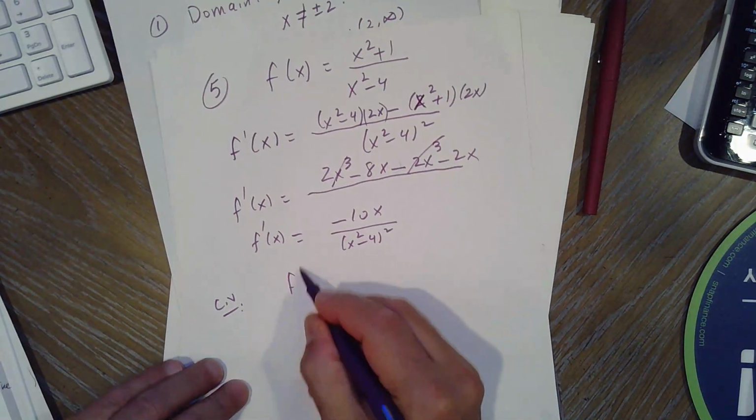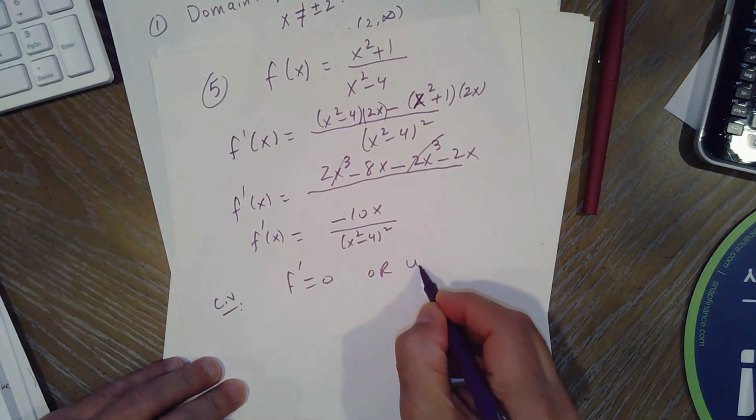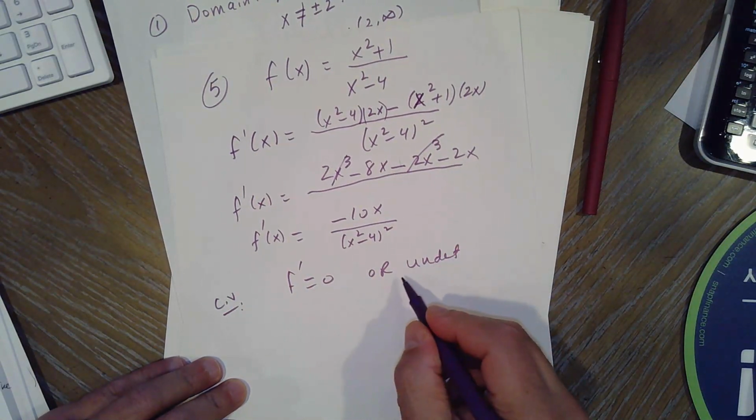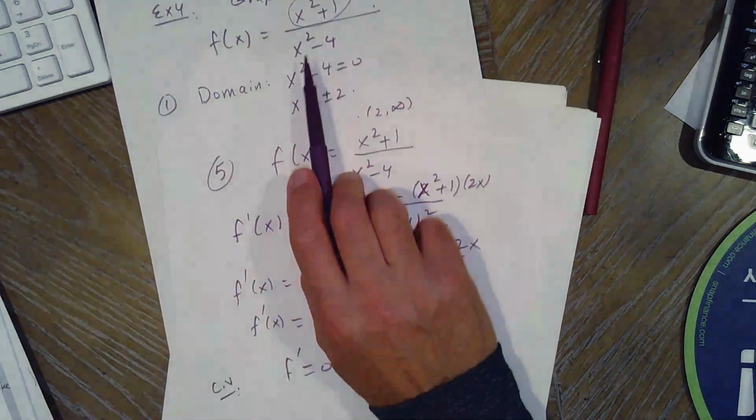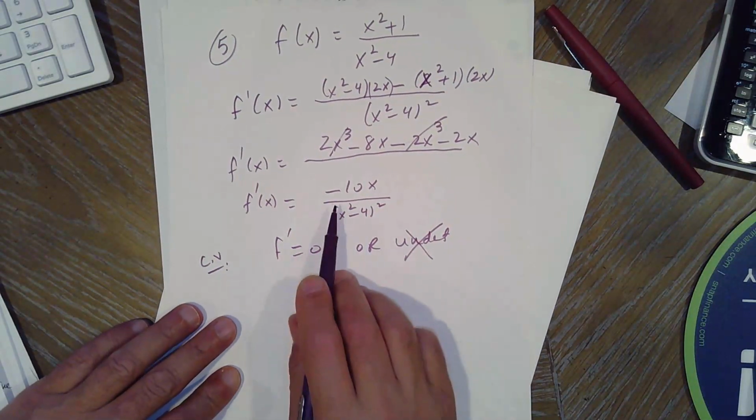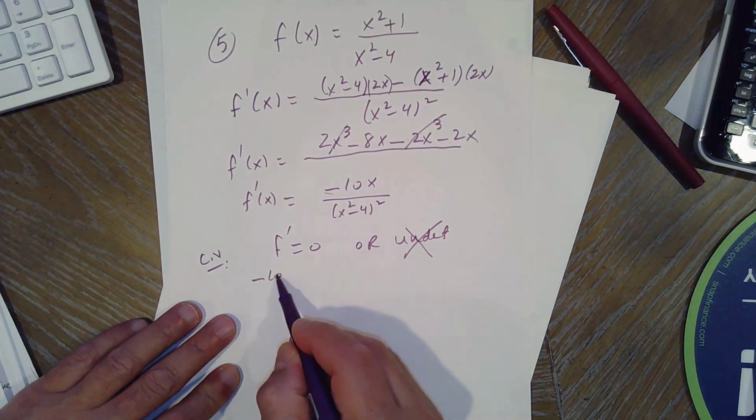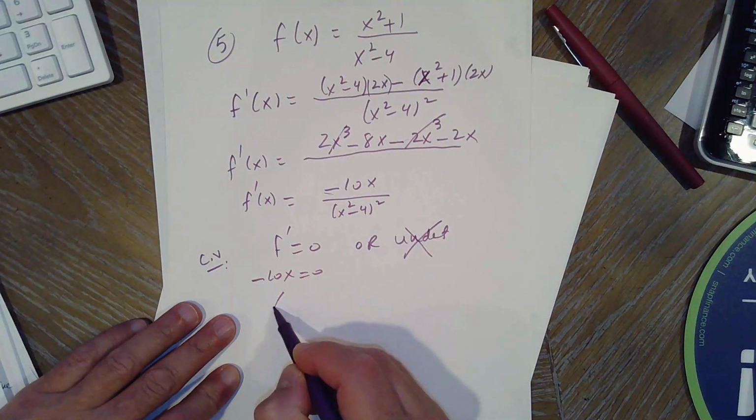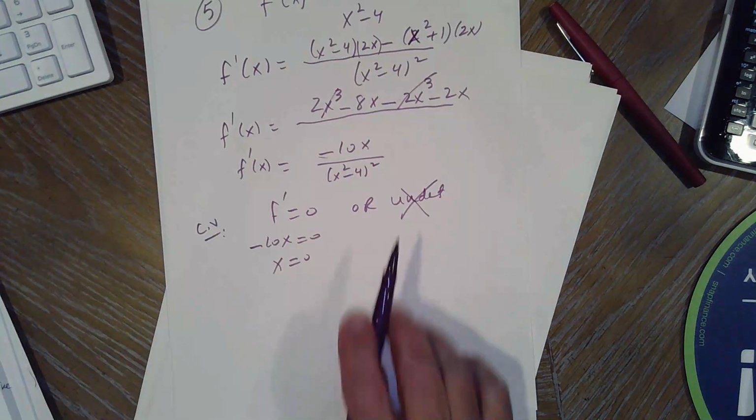So to find the critical values, we say f prime equals 0 or undefined. Well, you can see f prime is undefined when f is undefined, so it's not going to be a critical value. F prime equals 0 when the top equals 0, so that means when x equals 0. So this is the only critical value. So it's the only candidate for relative extrema.